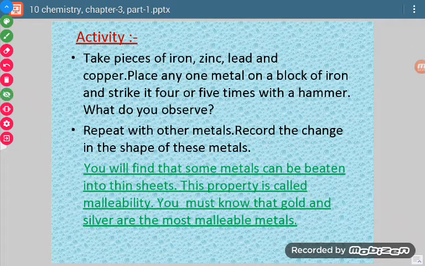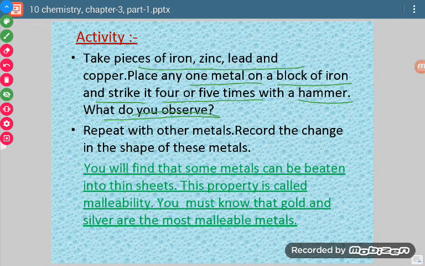Now let us do one more activity. When we take a piece of iron, zinc, lead or copper and place any one metal on a block of iron and strike it 4 to 5 times with a hammer, what we will observe is that it can be drawn in the form of thin sheets. This property of drawing a metal into thin sheets after beating with a hammer is called malleability.